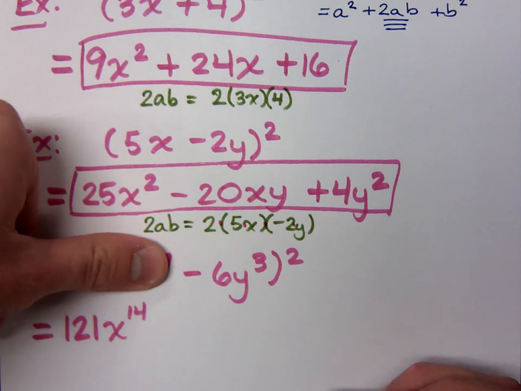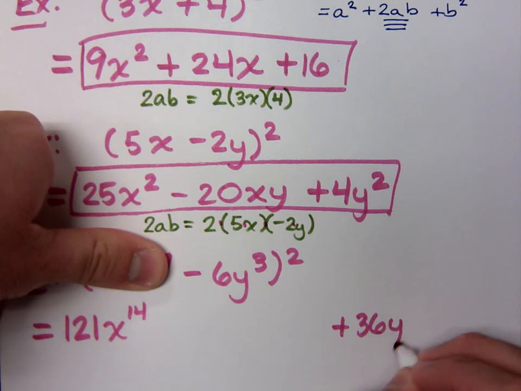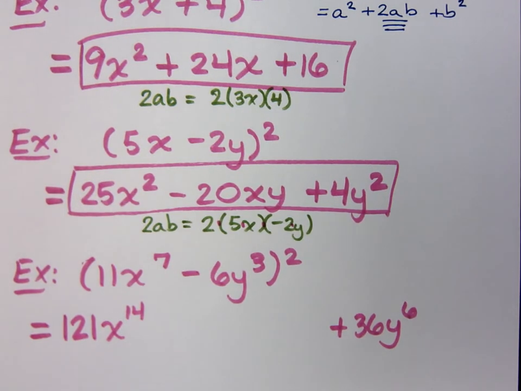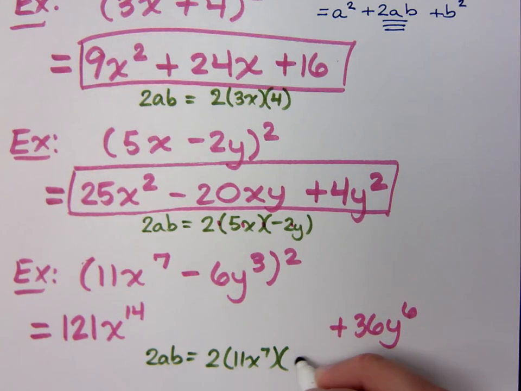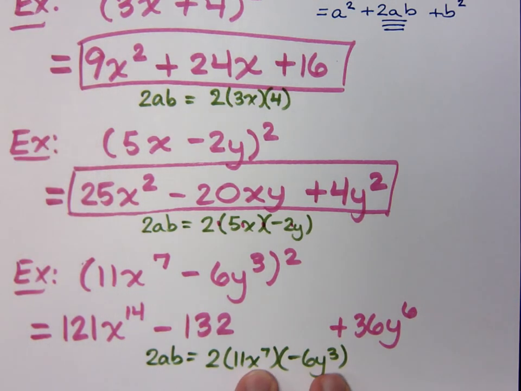Plus. At the very end, what are you going to have? I'm squaring this guy. Put it at the very end. 36y to the 6th, positive, right? Yes. Now the middle part. Again, I'm going to show you step by step, and you should do this all the time. 2ab is 2 times 11x to the 7th times negative 6y to the 3rd. You know it's 11 times negative 6 times 2. So it's negative 66 times 2, which is negative 132, right?